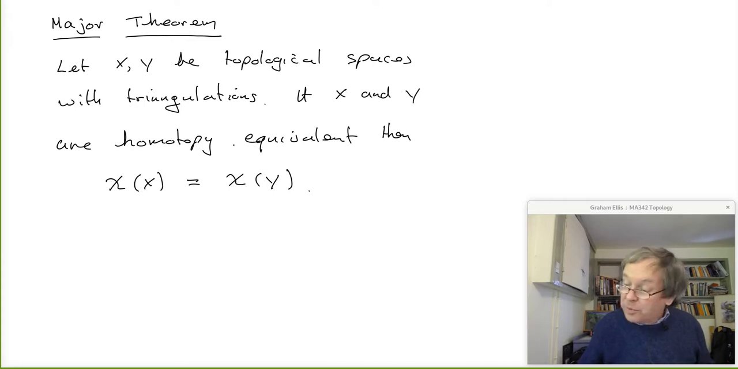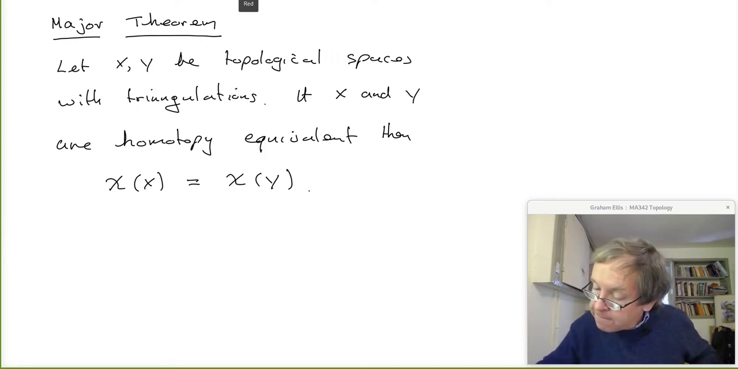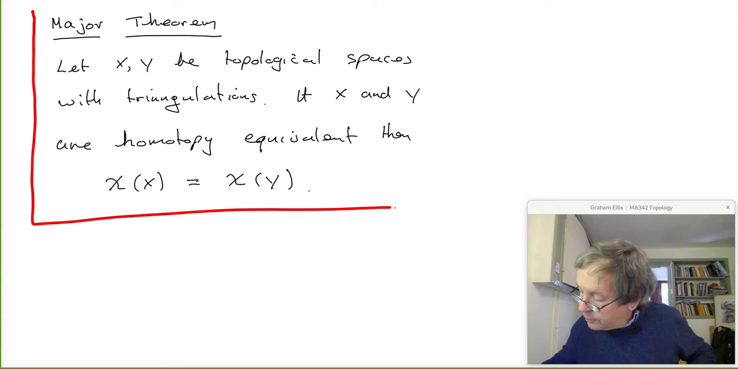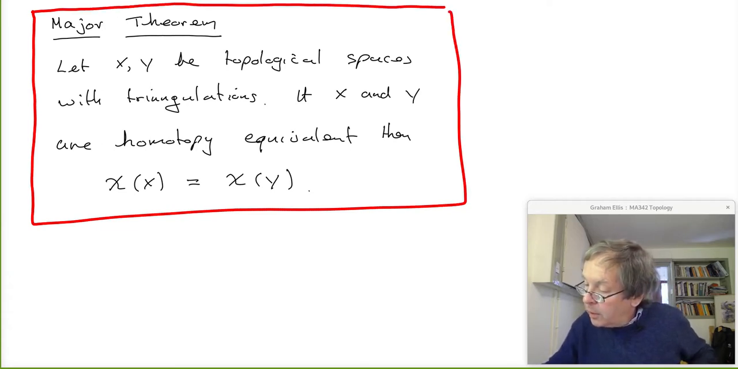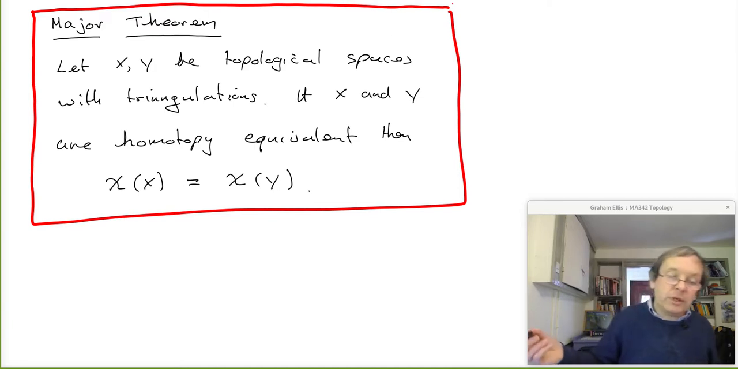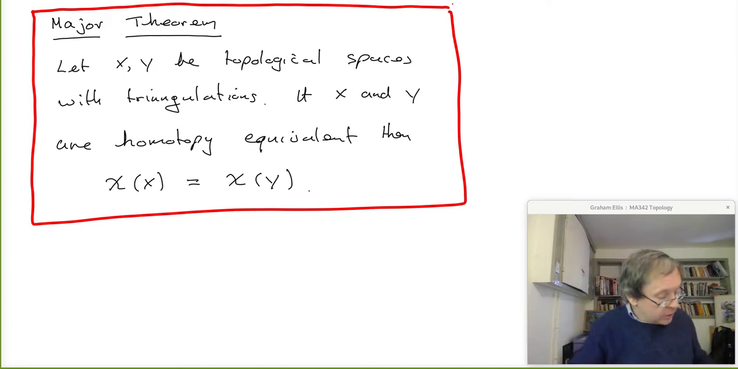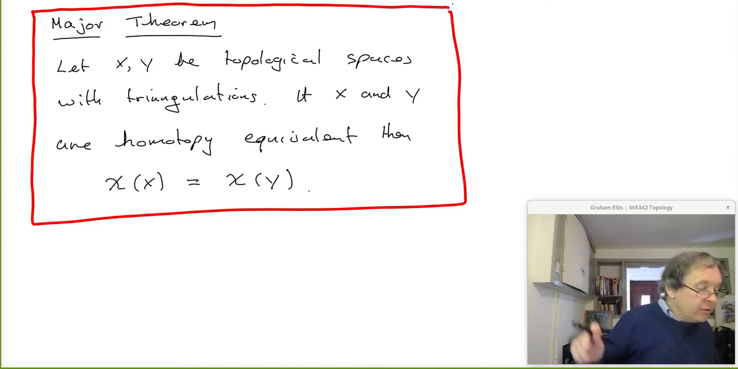It was easier to prove, actually, the stronger result, that homotopy equivalent spaces have the same Euler characteristic, and then you get for free that homeomorphic ones do. So let me just put a box around that, because that's the major theorem. And I'm not going to prove it. I mean, the proof isn't so involved that it couldn't be given to you. It just would take too many lectures. So we're going to just assume this.